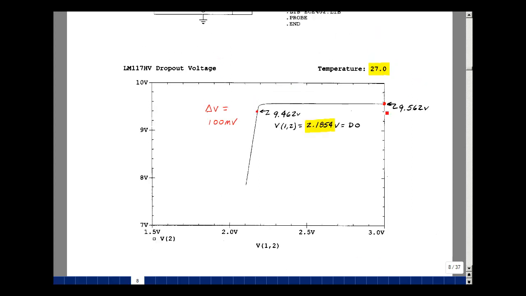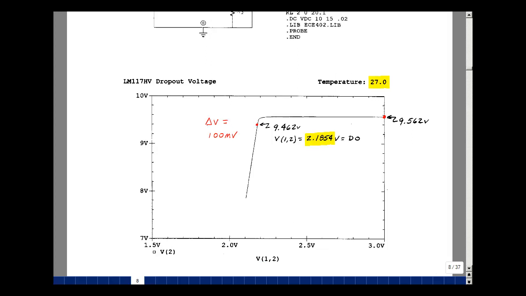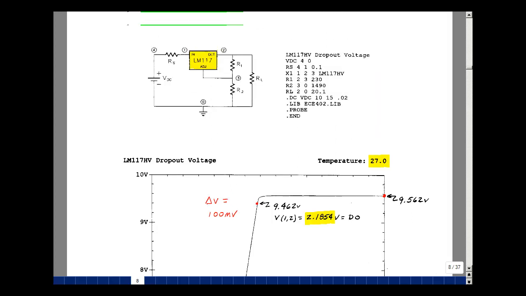This is when the input voltage was 15 volts, and this is where the input voltage was actually 10 volts. Again, I'm plotting the difference across the regulator. This is the differential voltage. Let me show you back over here. The difference across here. So here's V12.